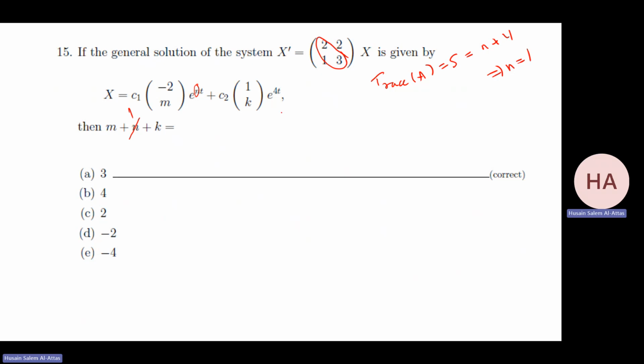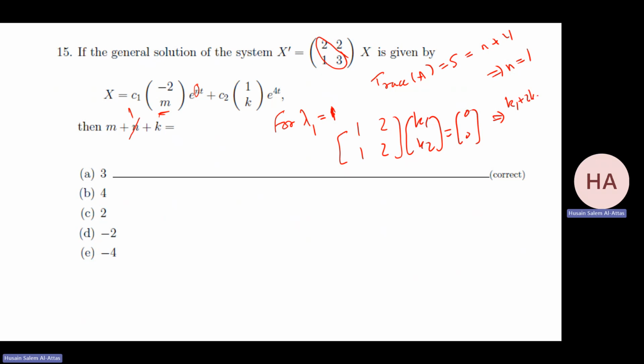Now we'll do the eigenvectors for these two eigenvalues without doing the calculation. Lambda 1 equals 1 to get the m. I have (1, 2; 1, 2) times (k1, k2) equals (0, 0). So I have k1 plus 2k2 equals 0, same equation. Very clear, to get k1 equal minus 2, I let k2 equal 1. So this is (-2, 1), m is 1.